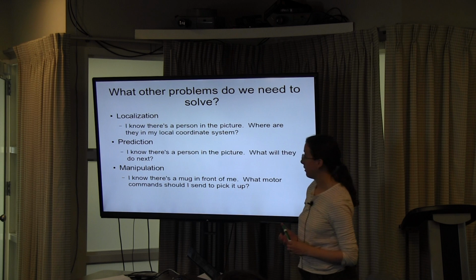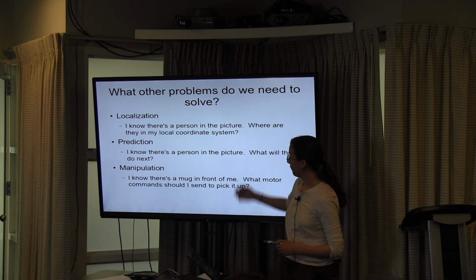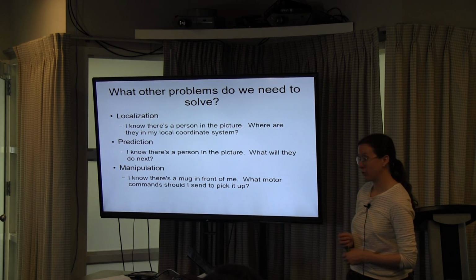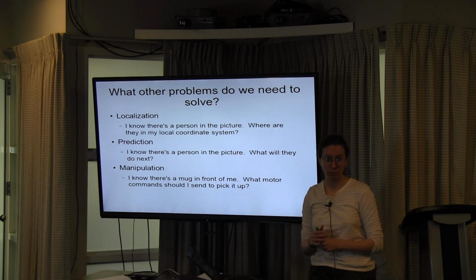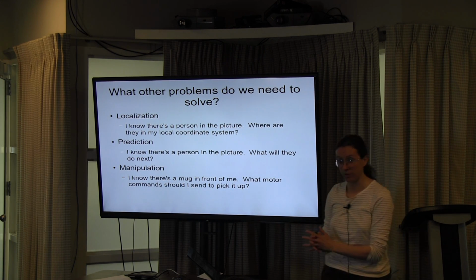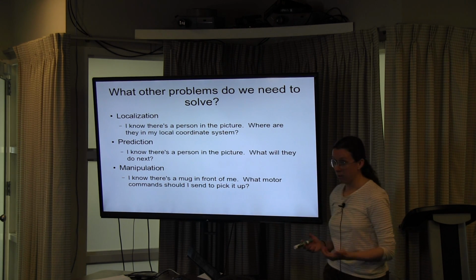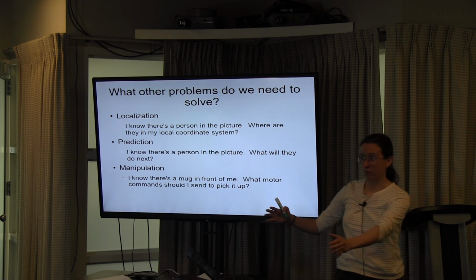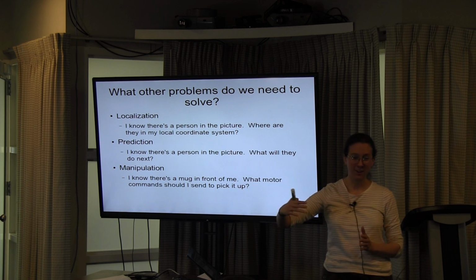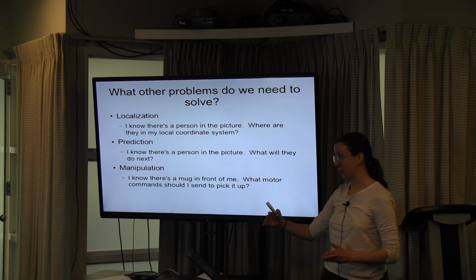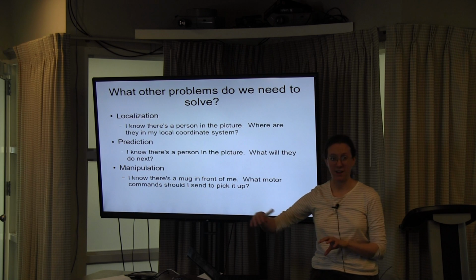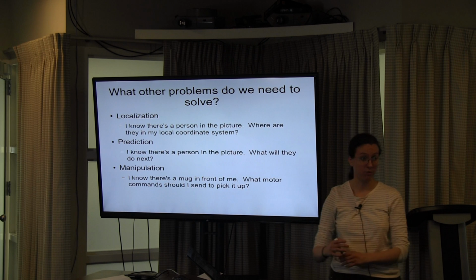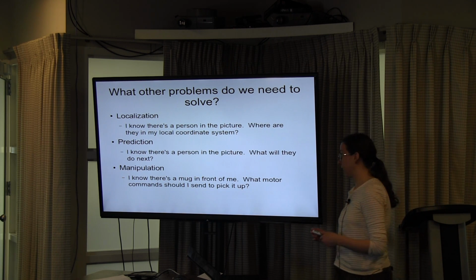in order to get to useful behavior. For example, if you're a robot, you might know that there's a person somewhere in the picture, but you don't just want to know that, you want to know where they are in my local space so that I can drive around them and not run over them. You might also want to predict what they're going to do next. If I'm a car and I'm driving and there's a person walking across the street, even if they're not actually in front of me yet, I might want to know that change in their location is happening so I can slow down and stop before they're in front of me, without having to slam on my brakes, for example.